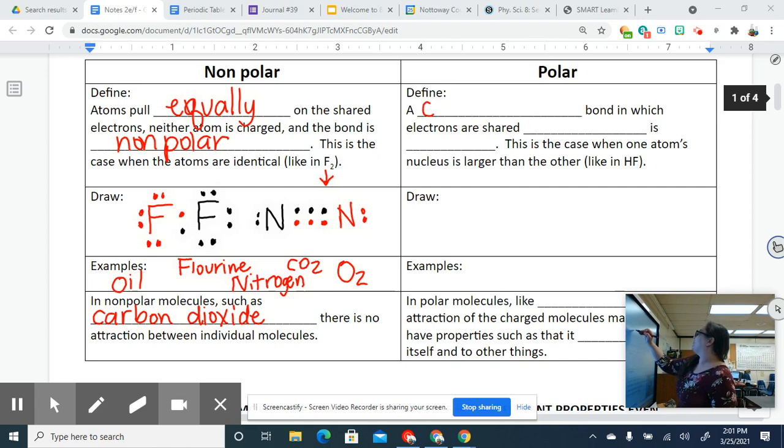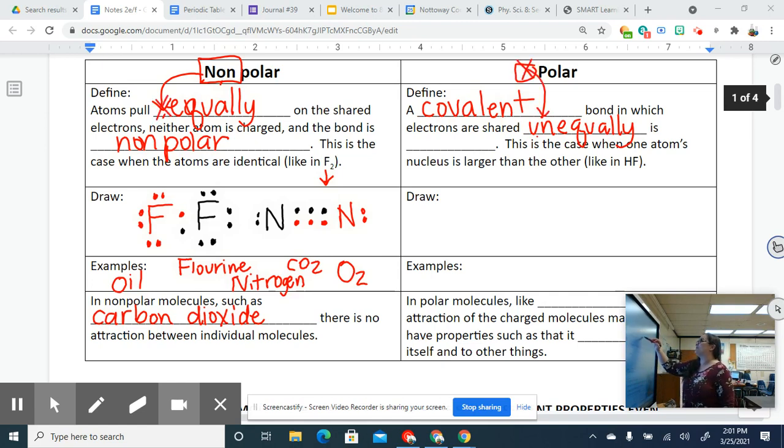So a polar bond is a covalent bond where the electrons are shared unequally. Now, this is mean, if you ask me. Nonpolar is the one that's equal, and polar is the one that's unequal. Yes, it's mean, but at least it's a way to remember it. The one that has the prefix has no prefix in the answer. The one that has no prefix in the answer has the prefix. Sorry. Anyway, when they pull unequally, it is polar.